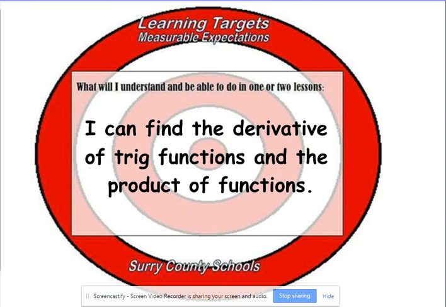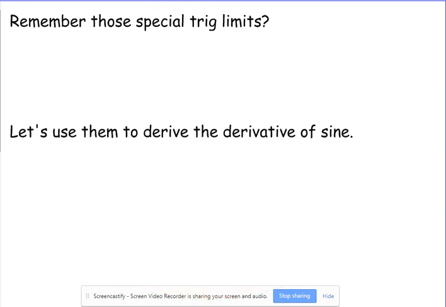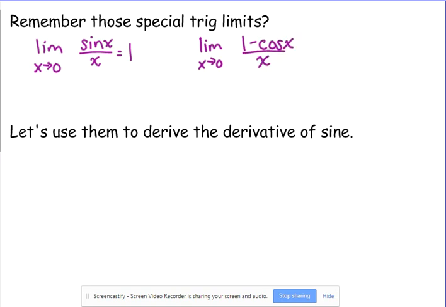Okay, so here's our next topic. We are going to look at derivative of trig functions, and we're also going to look at derivatives of the product of functions. So let's look at trig functions first. So let's recall those special trig limits. Okay, the limit as x approaches 0 of sine of x over x. Hopefully you still have that memorized. It's equal to 1. And then the limit as x approaches 0 of 1 minus cosine of x over x, and that one is equal to 0.